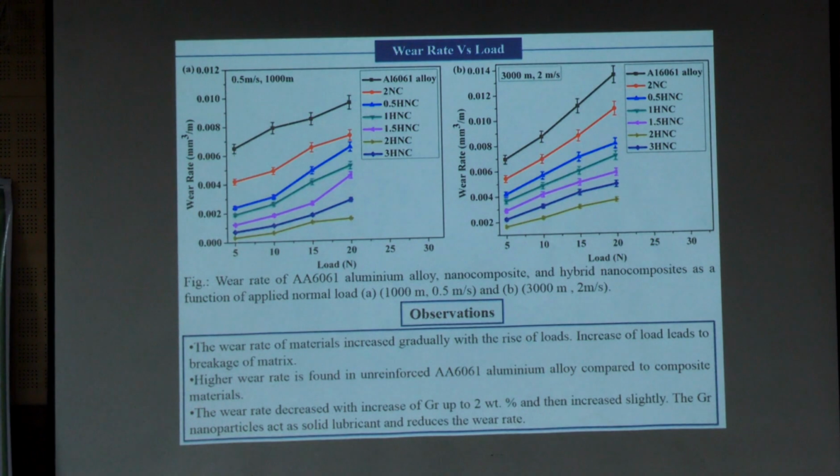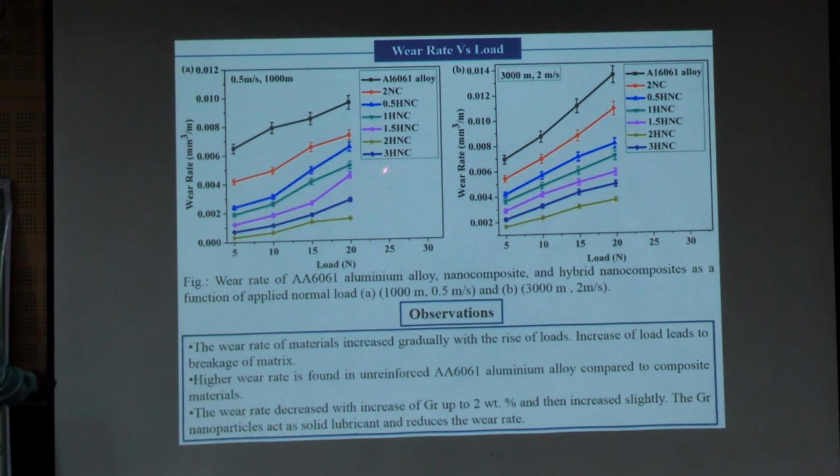But at the same time, within the different composite materials, the wear rate is less for the 2 HNC, that is, at 2 weight percentage the wear rate is less, and again at 3 it is increasing. Why? Because of the agglomeration of the particles, maybe non-distribution of the particles. At some parts wear is high, at some parts wear is less, we do not have uniform wear.